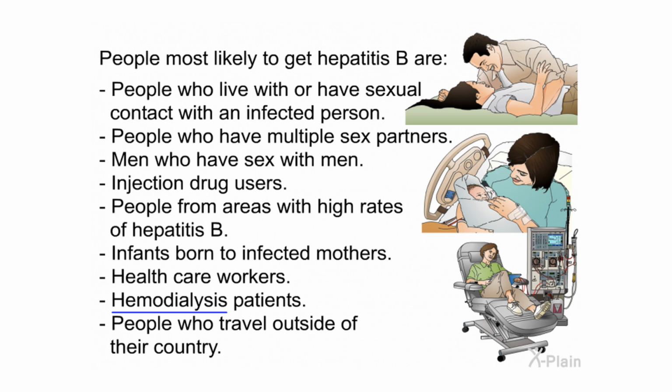People most likely to get hepatitis B are people who live with or have sexual contact with an infected person, people who have multiple sex partners, men who have sex with men, injection drug users, people from areas with high rates of hepatitis B, infants born to infected mothers, healthcare workers, hemodialysis patients, people who travel outside of their country.